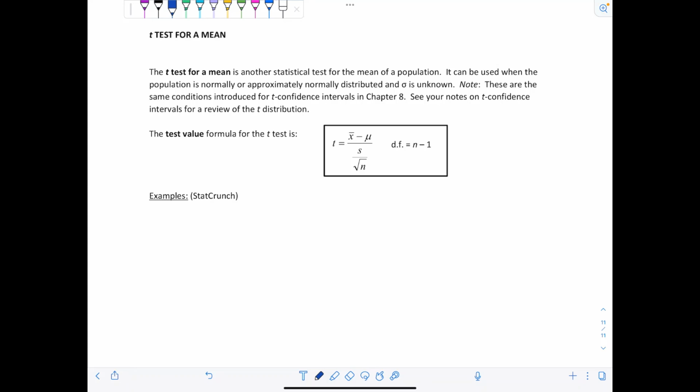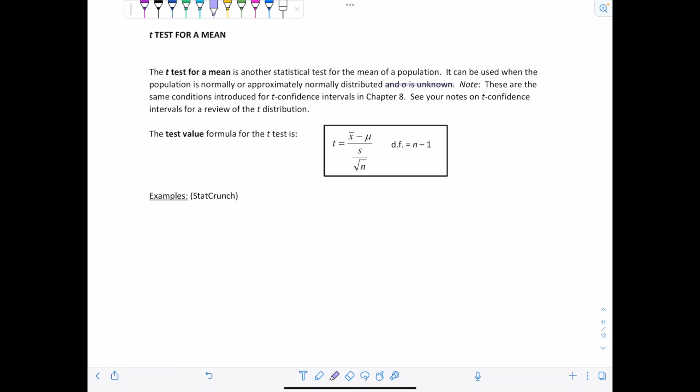One last idea, the t-test for a mean. So that's another statistical test for the mean of a population. It can be used when the population is normally or approximately normally distributed. And here's the clincher, sigma is unknown. So we don't have the population standard deviation. Instead, we have s, the sample standard deviation. This should sound familiar. These are the same conditions introduced for t-confidence intervals in chapter 8.